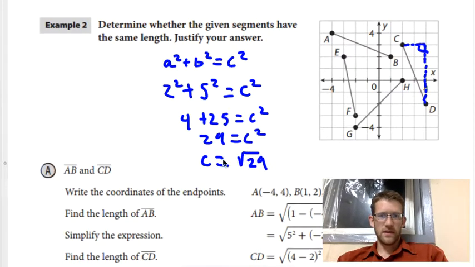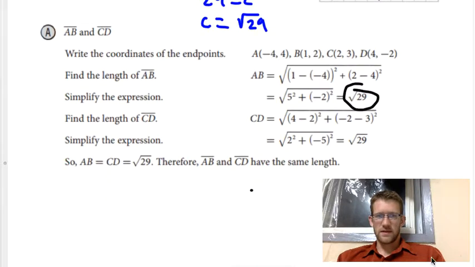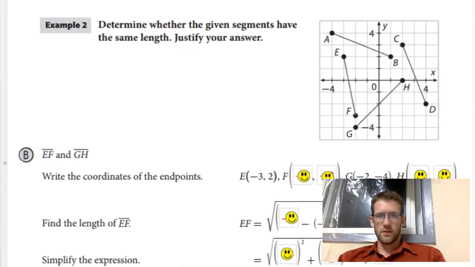Note here that c refers to this side, right? This is side A, this is side B, this is side C. Don't get confused by the point names. So the length of side C, or segment CD, right? Whatever, I'm not going to relabel it. But note here that it's CD. Side CD is equal to the square root of 29. Therefore, they're equal. Cool.